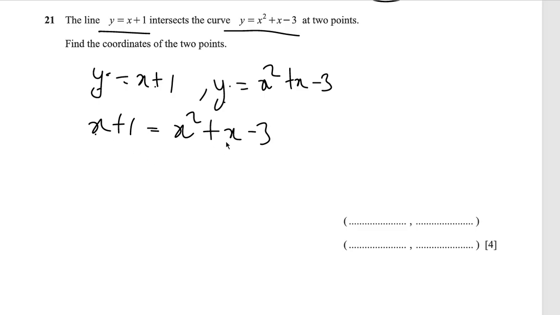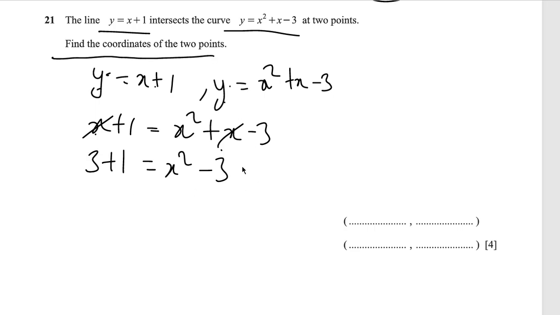You can see that there's an x here and an x here, so x and x cancel. Then we're left with 1 equals x squared negative 3. And then we want to get the value of x. The question says find the coordinates of the 2 points. So you could add 3 to both sides, right? And that's going to be 3 plus 1, 4. 4 is equal to x squared, so x squared equals 4.